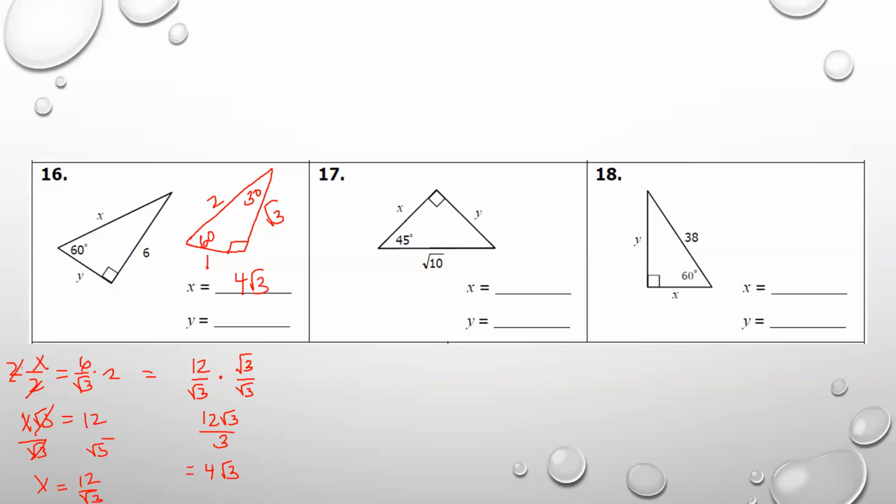For y corresponds to 1, I'm going to do it up here at the top. Y corresponds to 1, and 6 corresponds to root 3. Another rationalizing the denominator. So this says that y is 6 over root 3, right? Because y over 1 is just y. Got to multiply by that ugly denominator over itself. Well, 6 times root 3 is just 6 root 3, and root 3 times root 3 is 3.